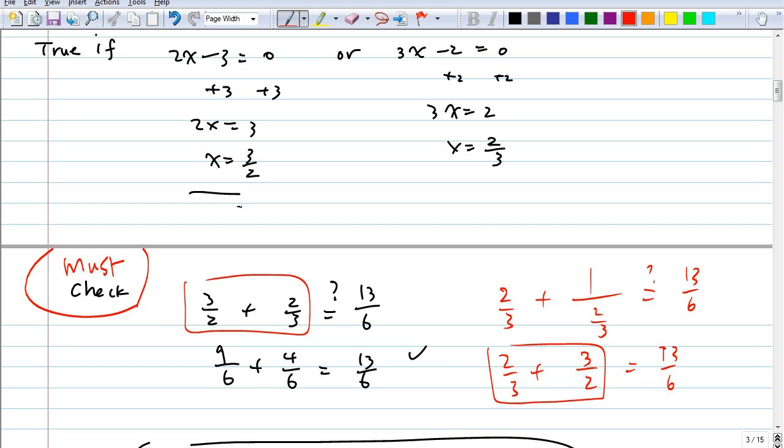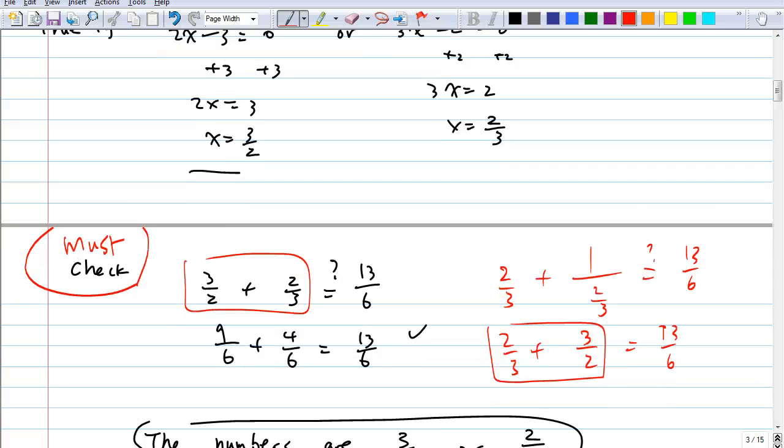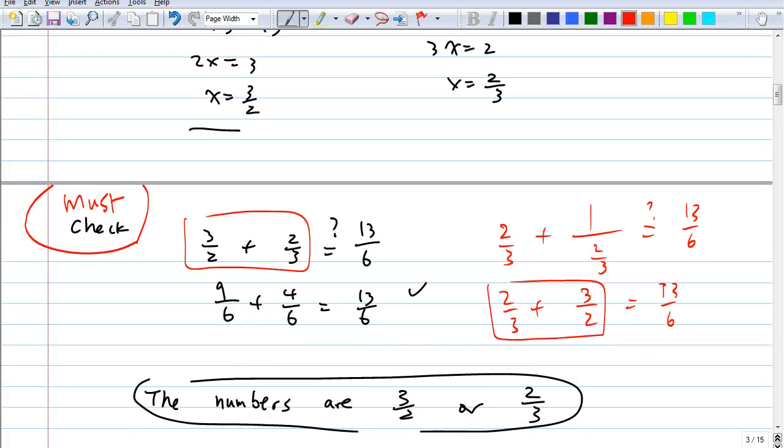So what's the answer? How do we write the answer? The number is what? 3 over 2, or you could say 2/3. In both cases, it works, right? If you try 3 over 2 plus its reciprocal, you still get 13 over 6. And if you do 2/3 plus its reciprocal, you still get 13 over 6. There are two possible answers for this. And it kind of makes sense. They're reciprocals of each other.